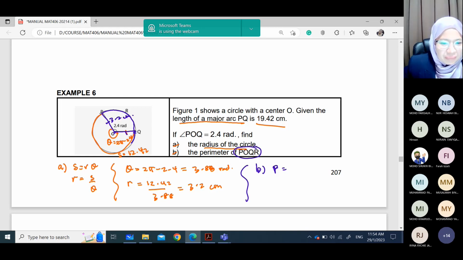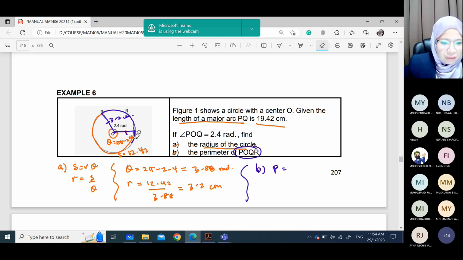POQR. The perimeter of the blue color, not the orange color. Okay, so to find the perimeter of the blue one, POQR, we need to find S, which is the minor sector. Perimeter is S plus 2R.